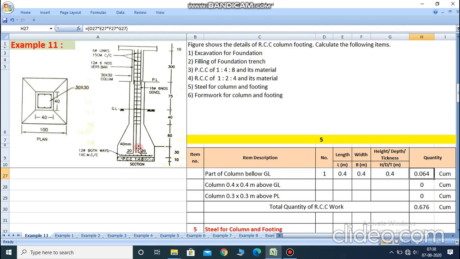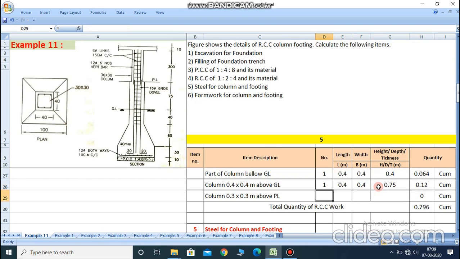Now the column calculation of 0.4 by 0.4 meter above ground level. From the ground level to plinth level, single column, so write 1. Then the column size is 0.4 by 0.4 and the height we take is 75 centimeter, so here we take 0.75 meter. So the total quantity is the multiplication of 0.4 by 0.4 by 0.75, which is 0.12 cubic meter.